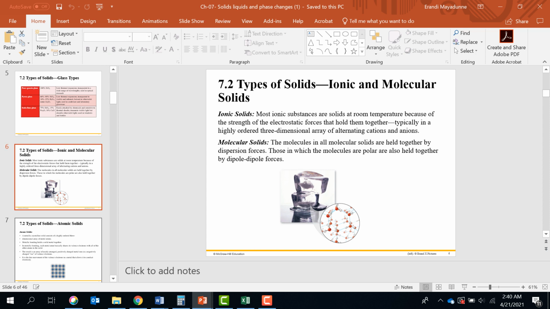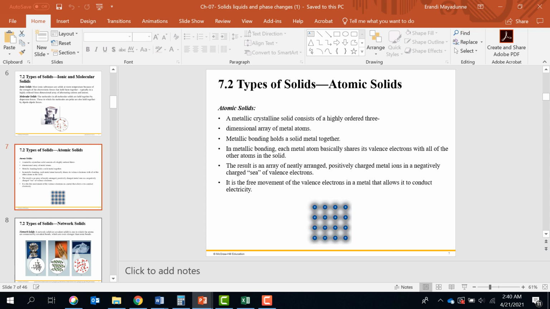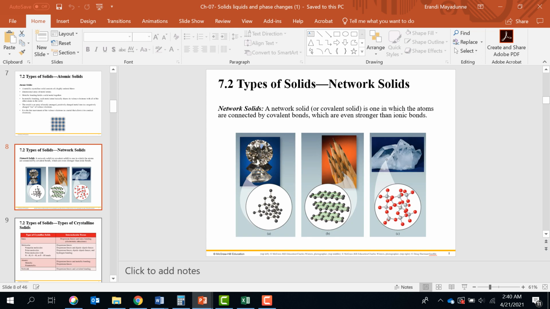There are two types of solids made out of a compound, ionic solids and molecular solids. If it is an ionic substance, we call it an ionic solid, and if it's a molecular substance, we call it a molecular solid. An atomic solid is made out of just atoms, like an array of single atoms. And then the network solid, or covalent solid, is connected by covalent bonds, which are stronger than ionic bonds. So these are the network solids.